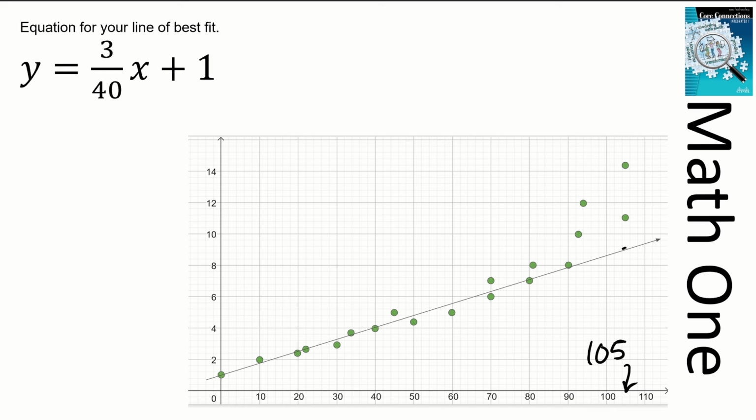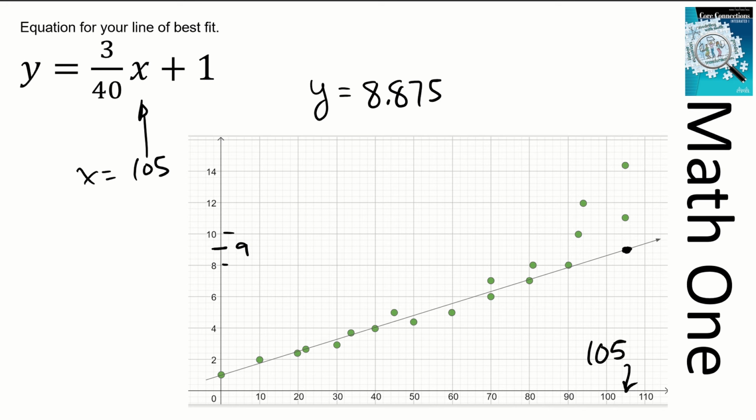Well, I didn't need to erase that. In between the 8 and the 10 is the number 9. So if I put in 105, it looks like the model is saying I'm going to get an answer of 9. And actually, when I plug that number into the equation, what it actually gives me, if x is 105, y would equal 8.875. So it's close to 9, right?